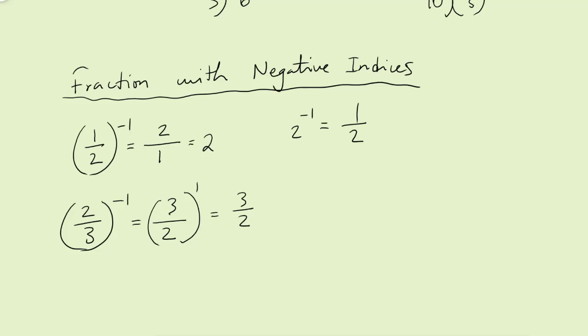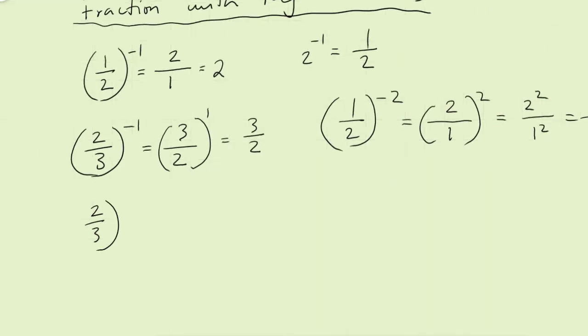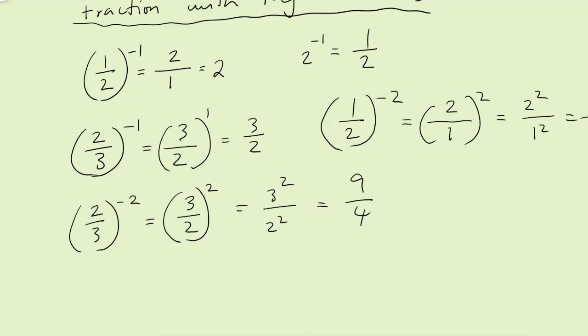Let's have a look at an example with a different power other than minus 1, and we can write it as 2 over 3 to the power of minus 2. First of all, we flip it over, so 2 over 3 becomes 3 over 2, and the power becomes a positive square. So we are going to square 3 and we are going to square 2. So 3 squared is 9, 2 squared is 4. So the answer is 9 over 4.